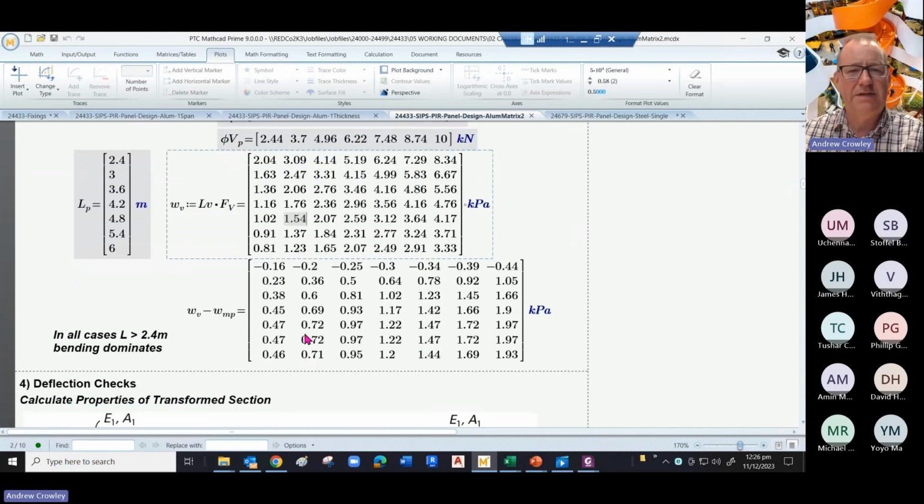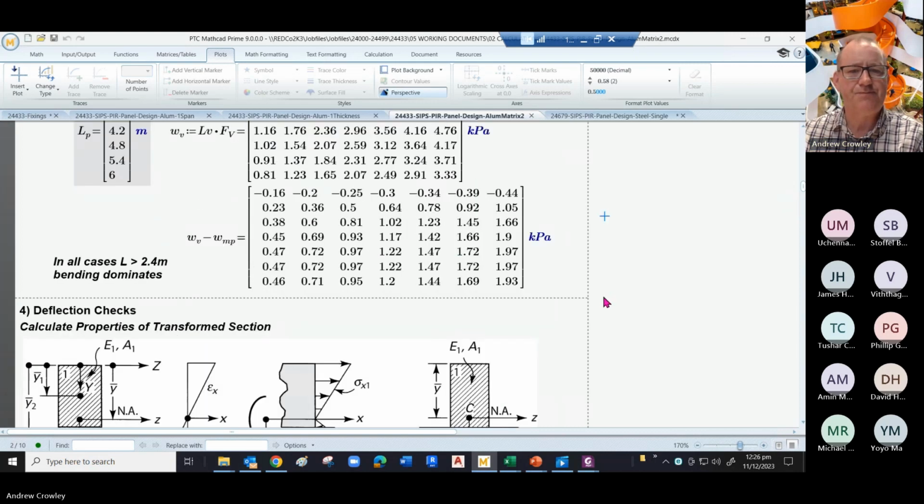A quick comparison, you don't really need to do this, but it's a nice to have. Take one from the other. So once you've got these matrices, you can do matrix mathematics on it, and all sorts of fun can be had. In this case, you can see that for any span bigger than 2.4 meters, then bending is going to be more dominant than the shear. But for under 2.4 meters, the shear will be dominating.